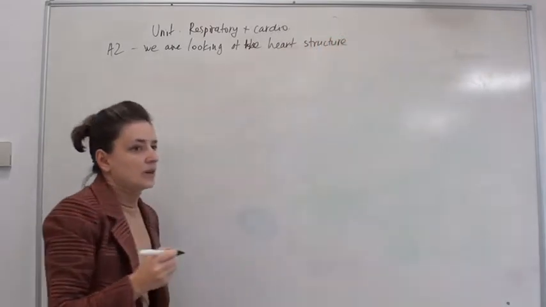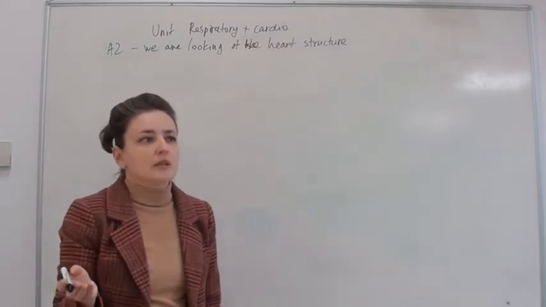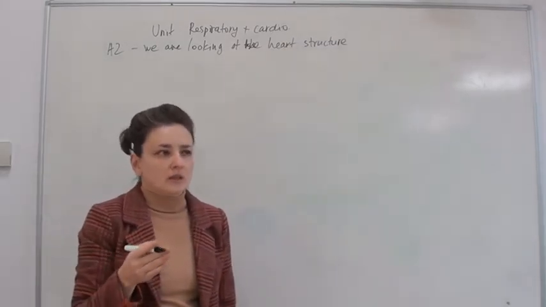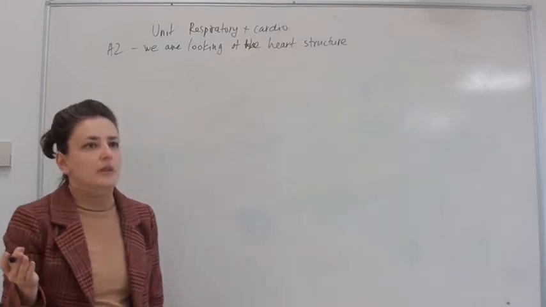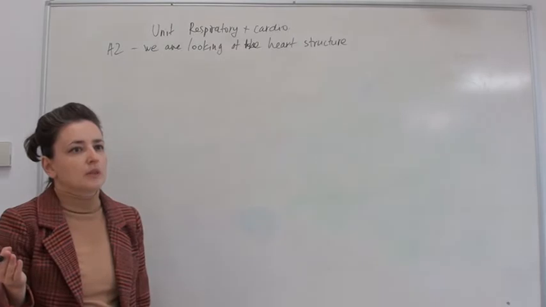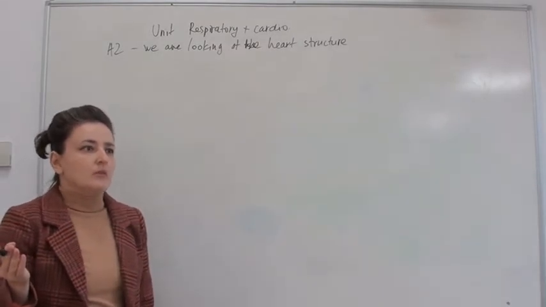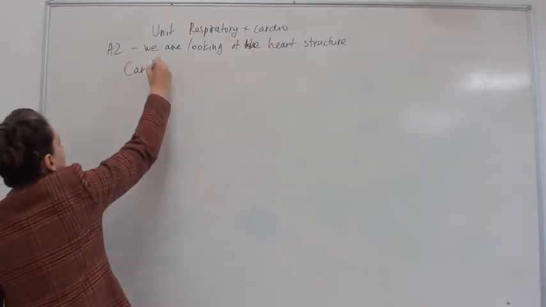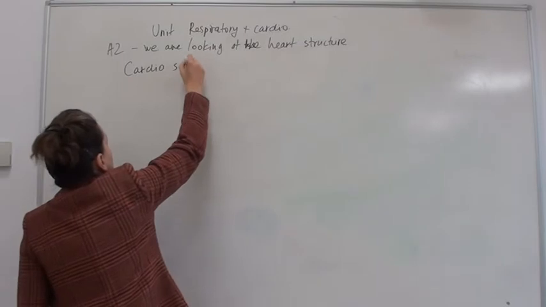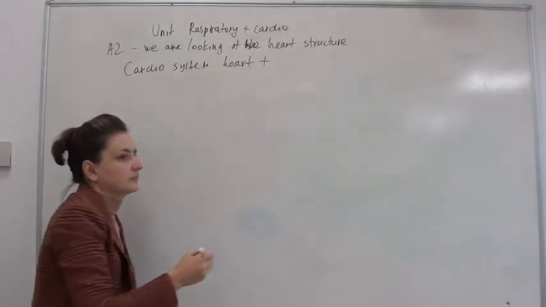So just as a reminder, when we started talking about the cardiovascular system, we were saying that the cardiovascular system essentially consists of 3 main components. Can you remember what those 3 main components are? So the whole of the cardio system, what does it contain? Heart. So you have heart. What else do you have?